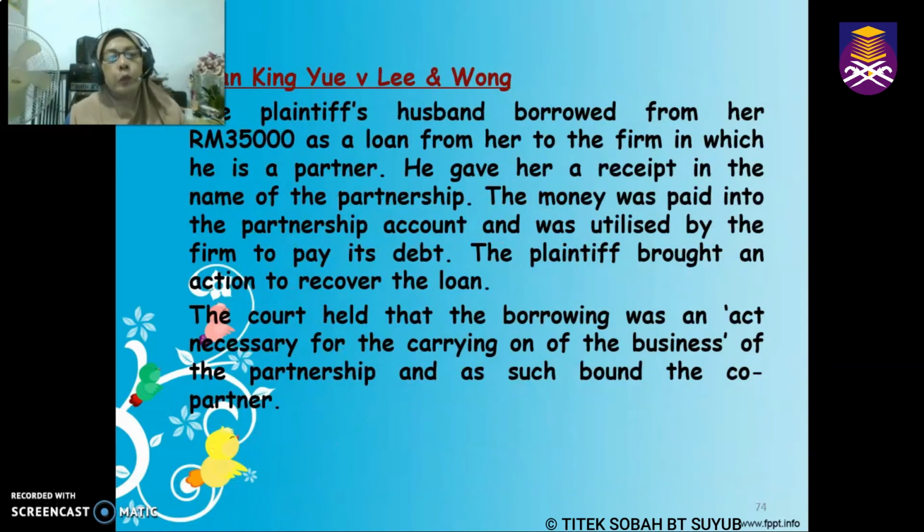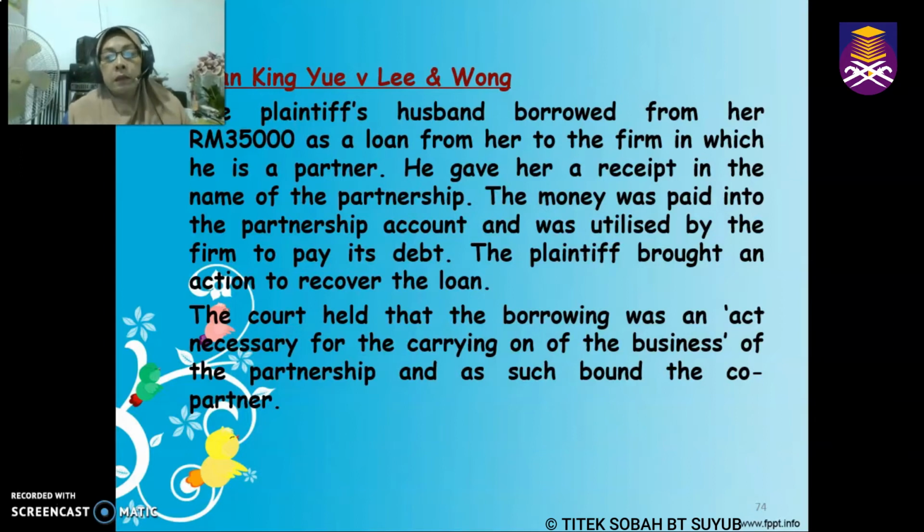So let us have a look at the Malaysian case of Chang Kin Yu versus Lee and Wong. In this case, the husband borrowed 35,000 ringgit from the wife. Why did he borrow money from the wife? In fact, he gave a receipt to his wife. He borrowed this money because it was later used to pay off the debts of the partnership. Later on, the wife brought an action to recover the loan because the said loan was not paid by the firm.